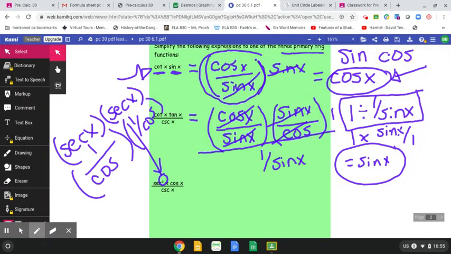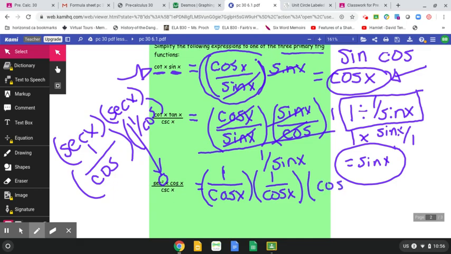Does that make sense? Okay, so if I were to rewrite that, I'm just going to write exactly what I just did on the side: 1 over cos times 1 over cos times cos. Because I still have that cos right there, so I need to leave that. And that's all over cosecant. Okay, cosecant is 1 over what?